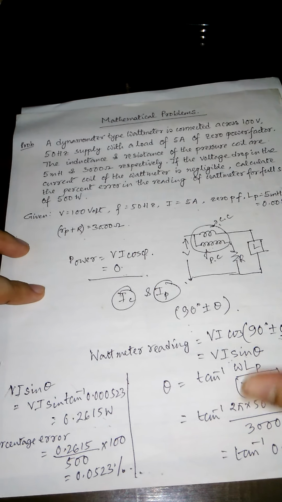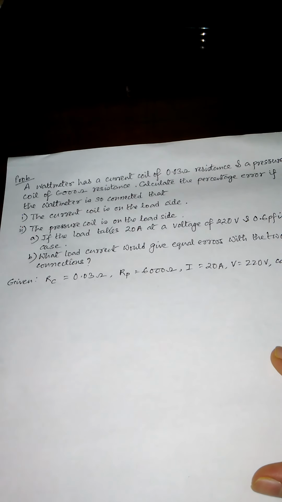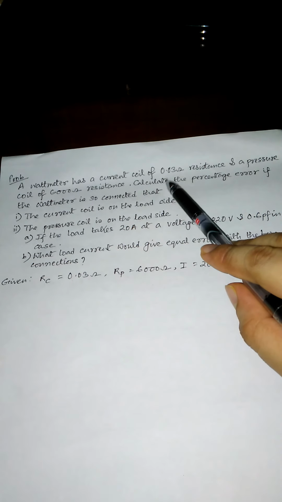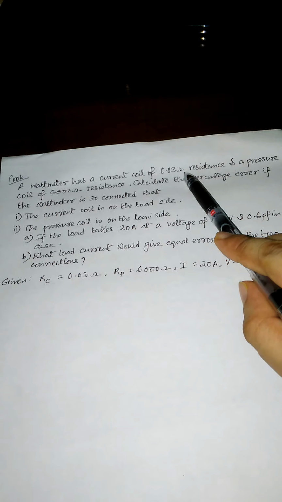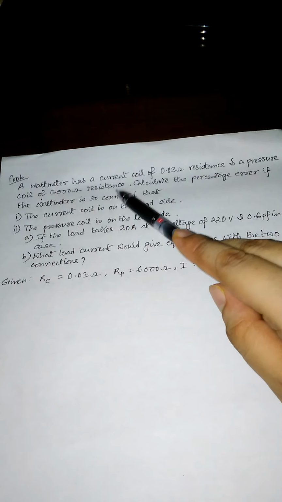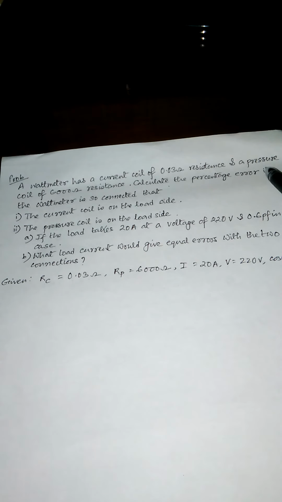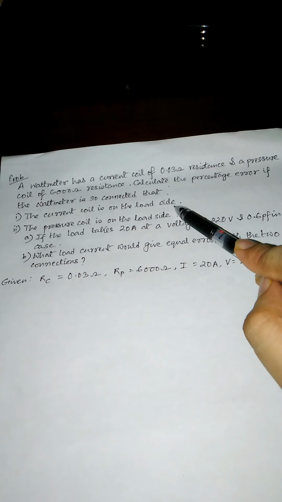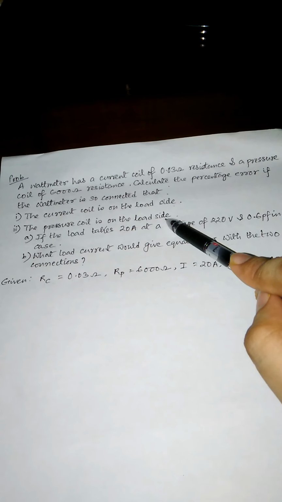Now we will go for another one. This is our next problem. It says that a wattmeter has a current coil of 0.03 ohm resistance and a pressure coil of 6000 ohm resistance. Calculate the percentage error if the wattmeter is so connected that the current coil is on the load side and the pressure coil is on the load side.